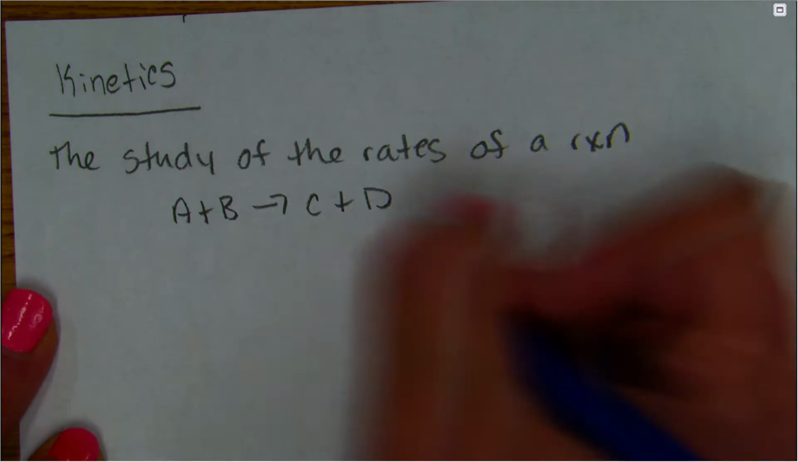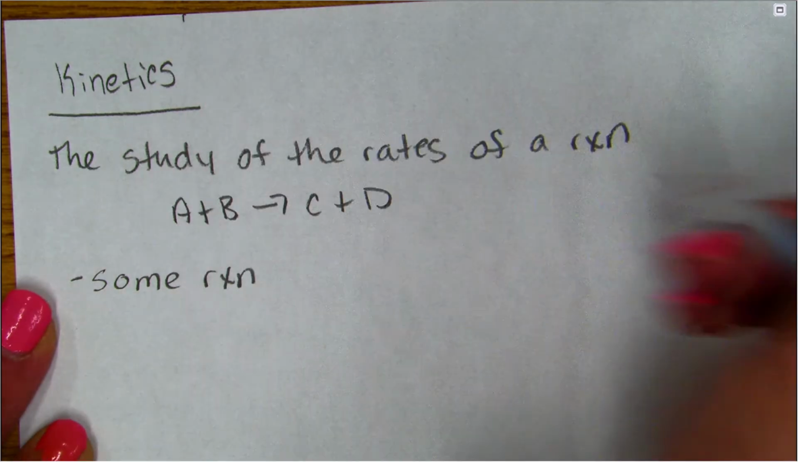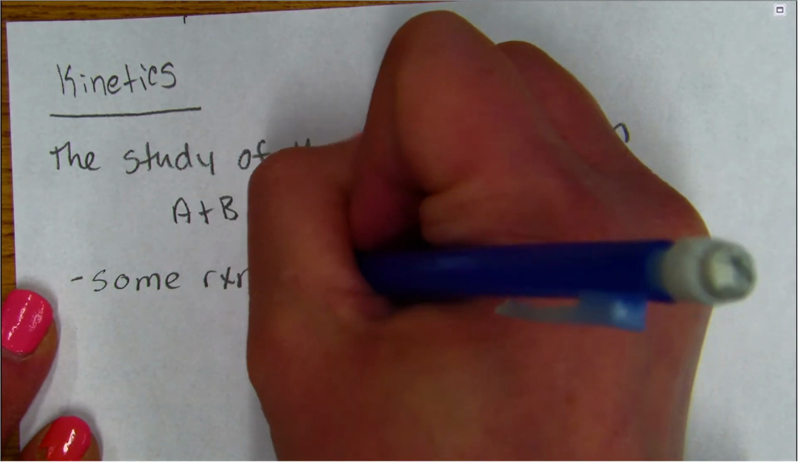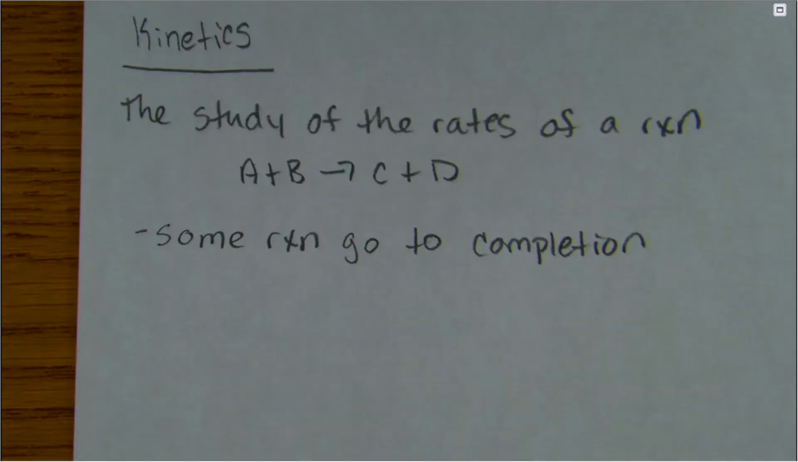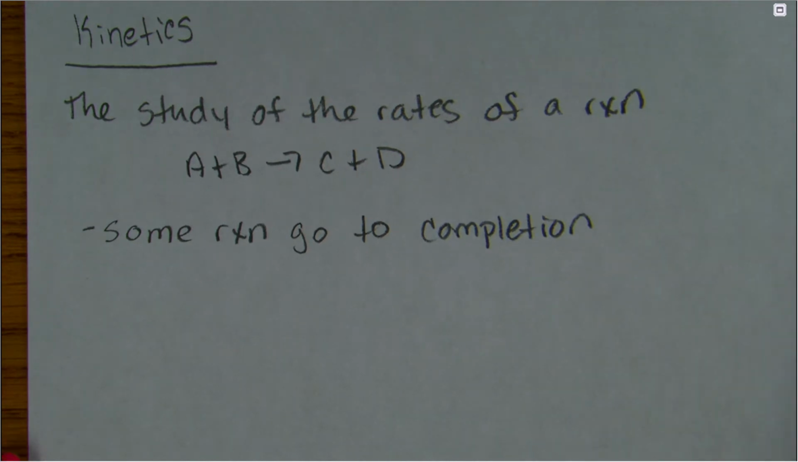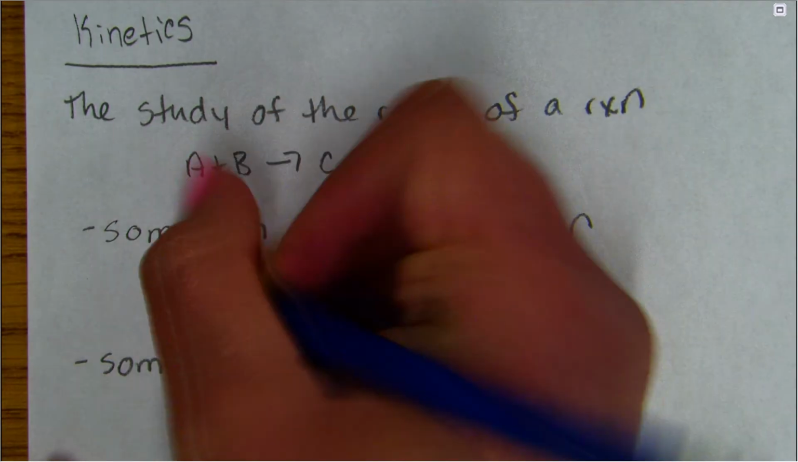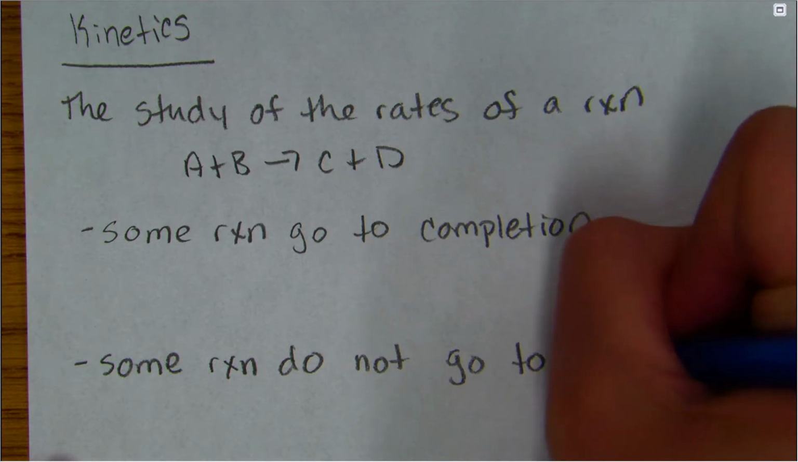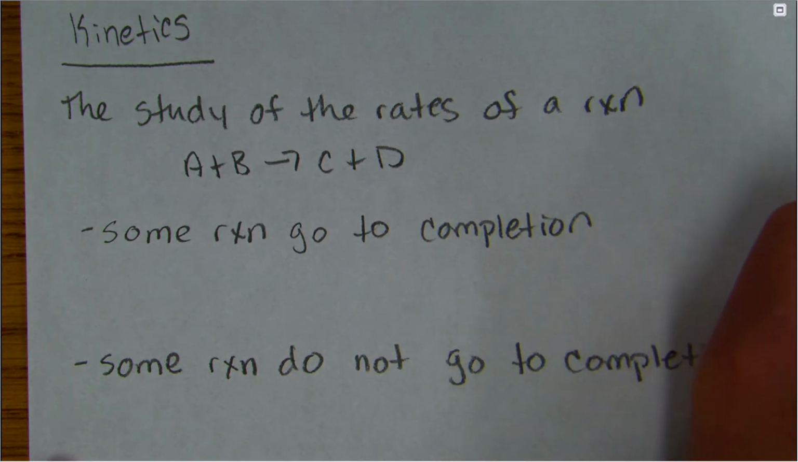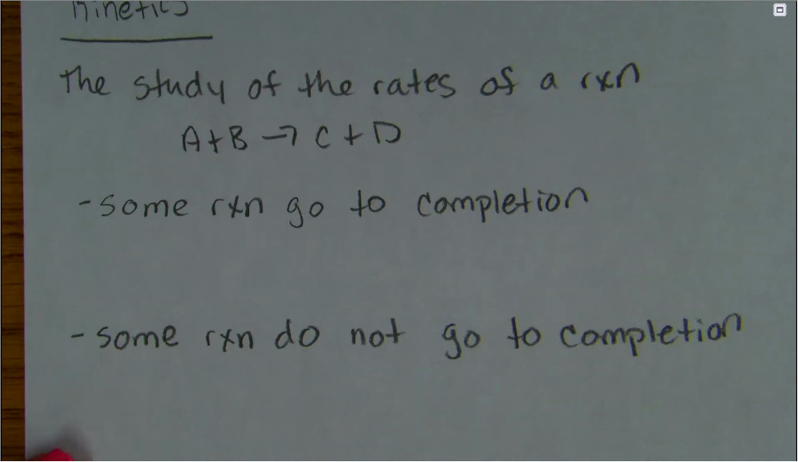We know that some reactions go to completion, and we spent the majority of our honors chemistry time assuming that reactions went to completion. But towards the end of our time together in honors chemistry, we learned that some reactions, and really most reactions, do not actually go to completion. And we call that equilibrium. And we talked about the rate of the forward reaction equaling the rate of the reverse reaction.